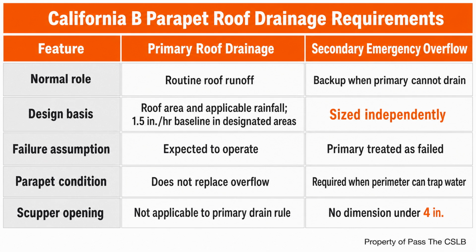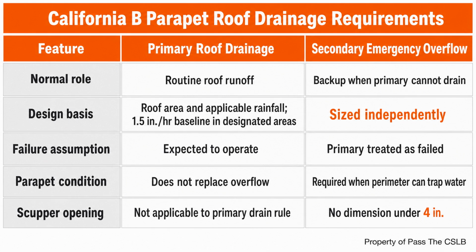The bathtub comparison works because a parapet roof is a contained basin. The primary drain is the normal outlet. The emergency overflow is the separate opening that limits how deep the water can become if the normal outlet is blocked. The comparison is not a sizing method, but it fixes the logic in memory. 2 paths, 2 jobs, independent capacity.